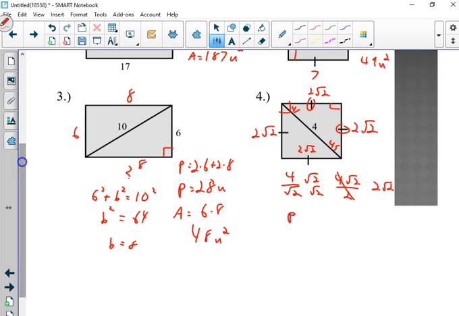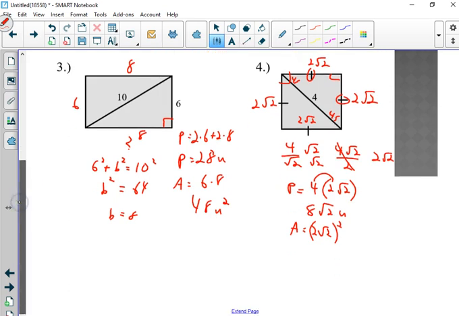So the perimeter is 4 times 2 radical 2. Now remember, we only multiply outside numbers. So that's 8 radical 2 units. And area is 2 radical 2 times itself, or squared. Now remember when we have this situation, 2 squared is 4, and radical 2 squared is 2. So the area is 8 square units.